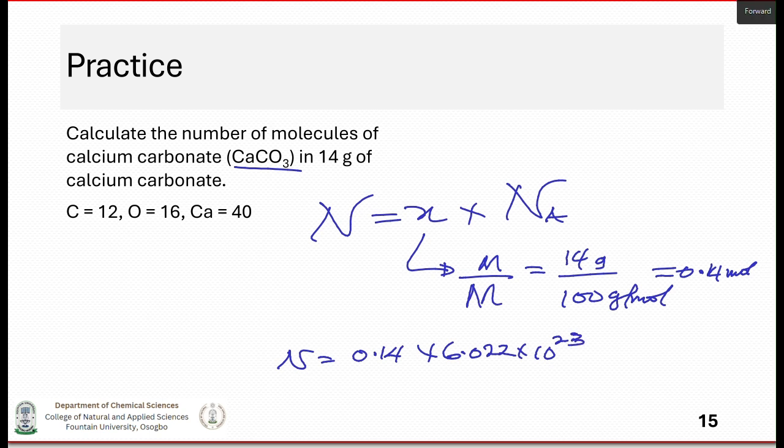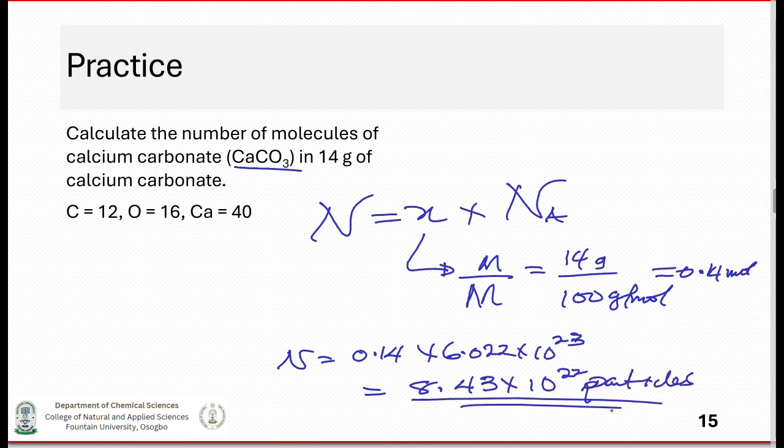That will give us the final answer, which will be 8.43 times 10 to the power of 22. Is it atoms? No, it's going to be molecules. Actually, it's not molecules because it's not a molecular compound, so I would just call it particles. Sometimes they can call it molecules. It's not a problem, but we don't see it as a molecule because it is not a molecular compound.